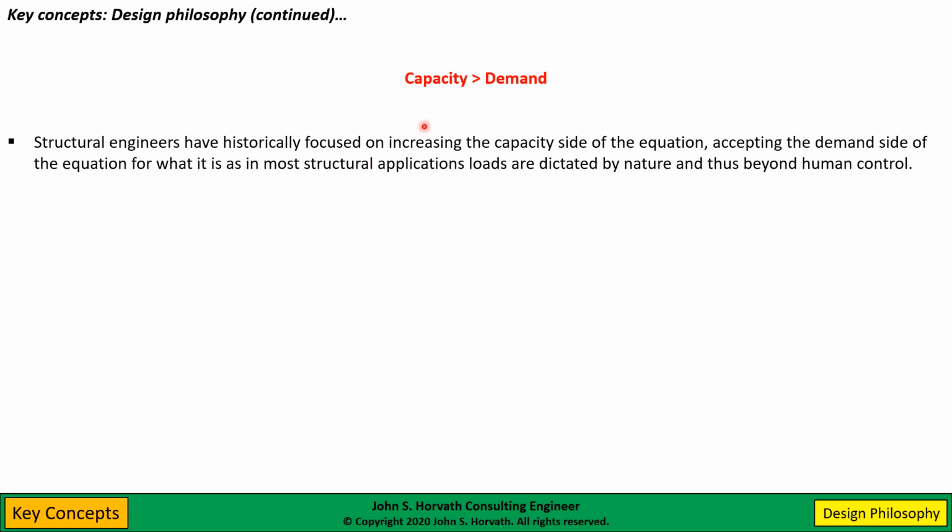Now, using this generic capacity greater than demand equation for the ultimate limit strength design, structural engineers have historically focused on increasing the capacity side of the equation. They accept the demand side for what it is because in most structural applications, the loads are dictated by nature and thus beyond human control. You can't control gravity, wind loads, seismic loads. They are what they are. So in structural engineering, typically, we have to meet the demand that nature gives us and increase the capacity.